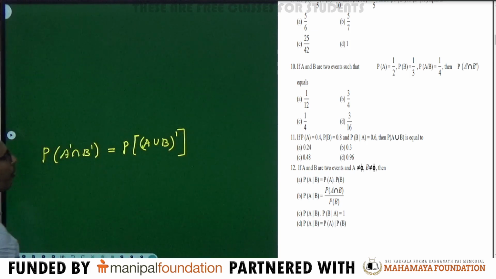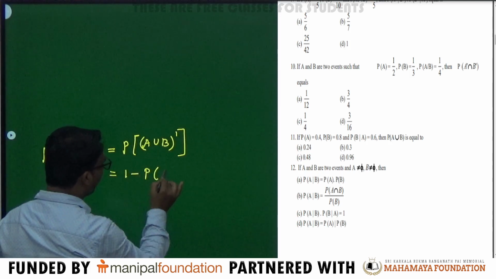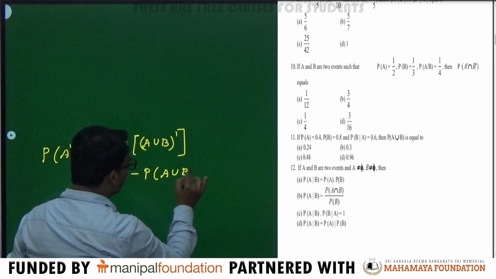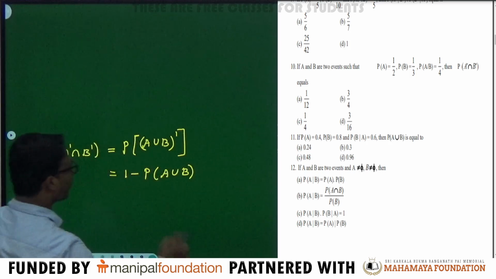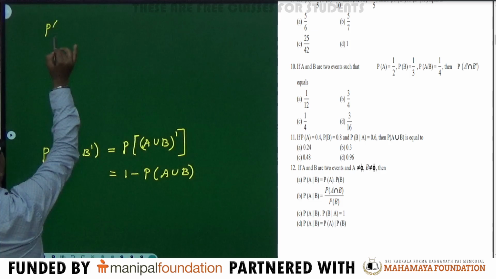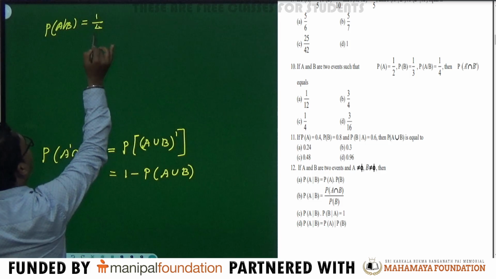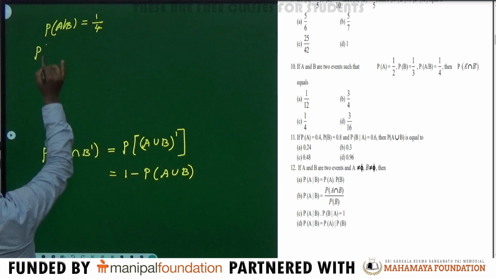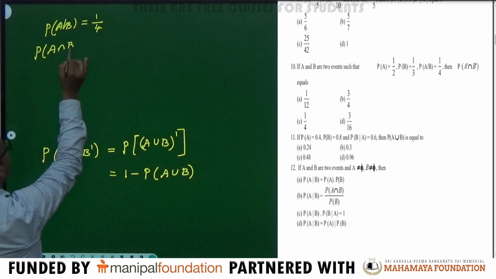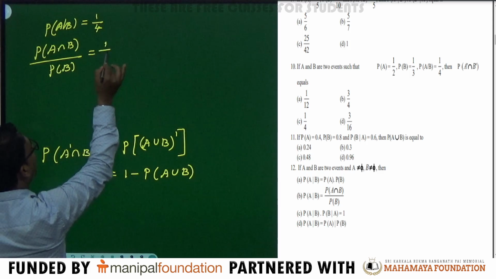Then probability of A union B whole dash is 1 minus probability of A union B. So if you find the value of P of A union B, easily we can find P of A dash intersection B dash. For that, the given probability of A given B is equal to 1 by 4. The formula to find probability of A given B is probability of A intersection B upon probability of B. It is equal to 1 by 4.